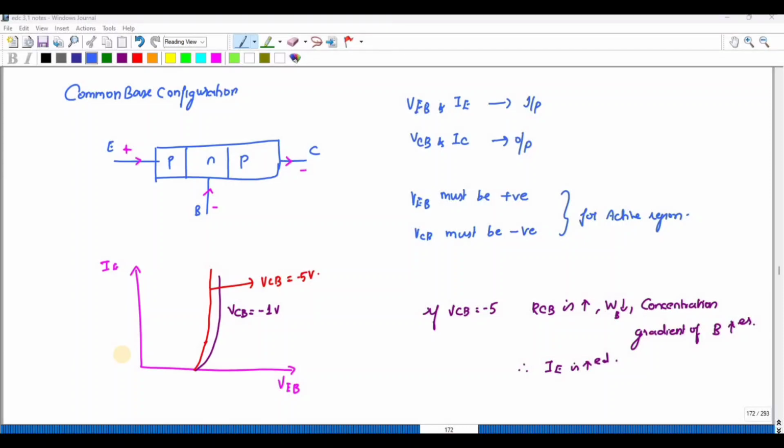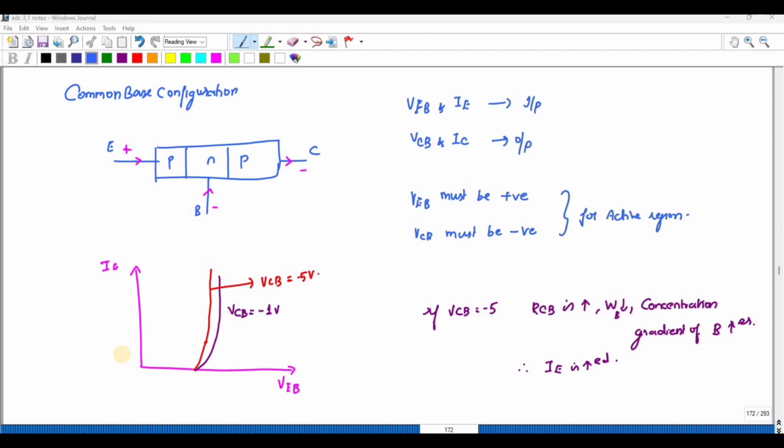In this video we are going to discuss a common base configuration. We can study the common base configuration using either an NPN transistor or a PNP transistor. Here the base terminal is common, that is, it is commonly grounded, which is why it is called common base. The base is common between the emitter and the collector. Here the input current is the emitter current and the output current is the collector current.